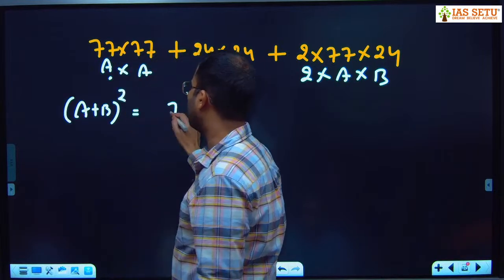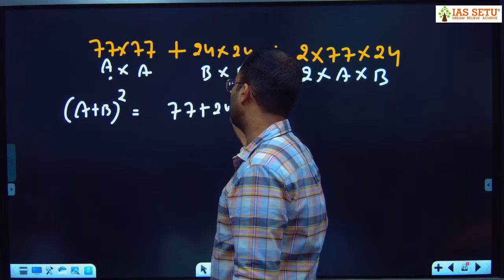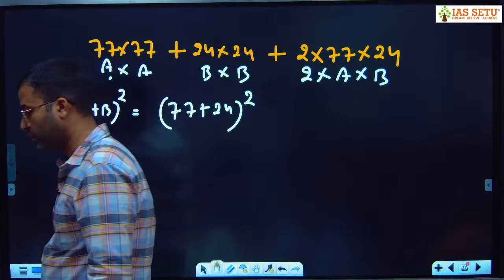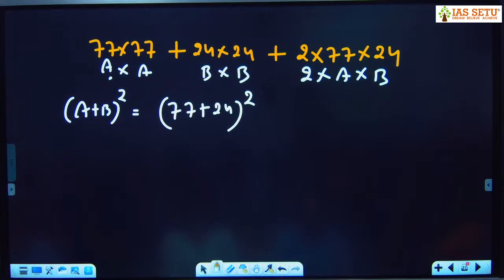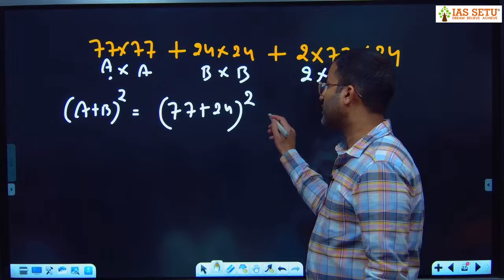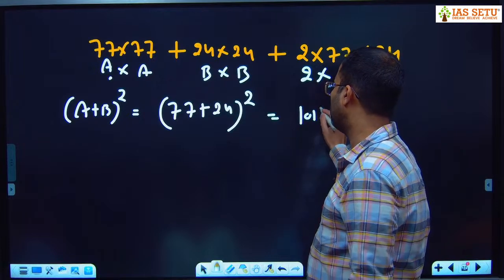So now here a is 77, b is 24. So actually it is 77 plus 24 whole square, where we have 77 into 77 plus 24 into 24 plus 2 into 77 into 24. So what is this? 101 square.